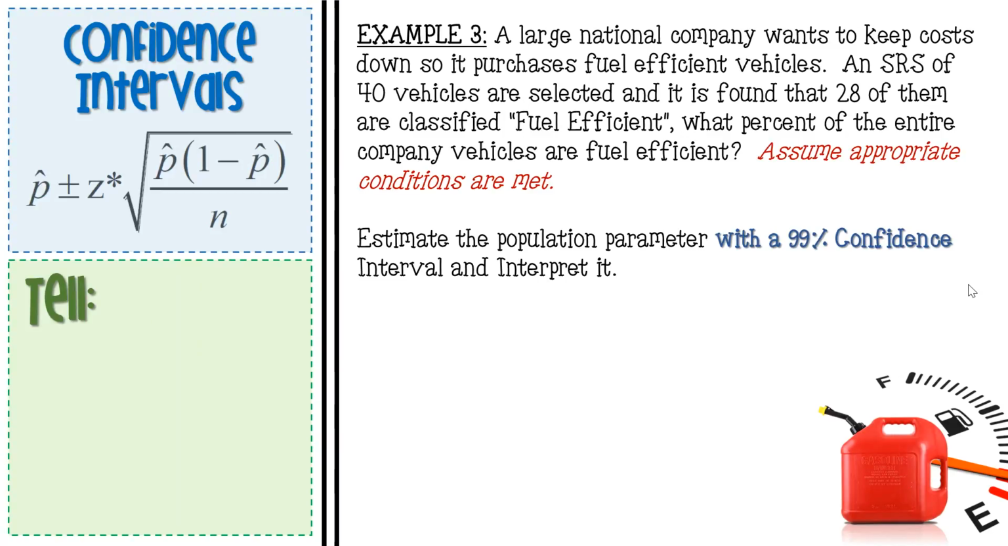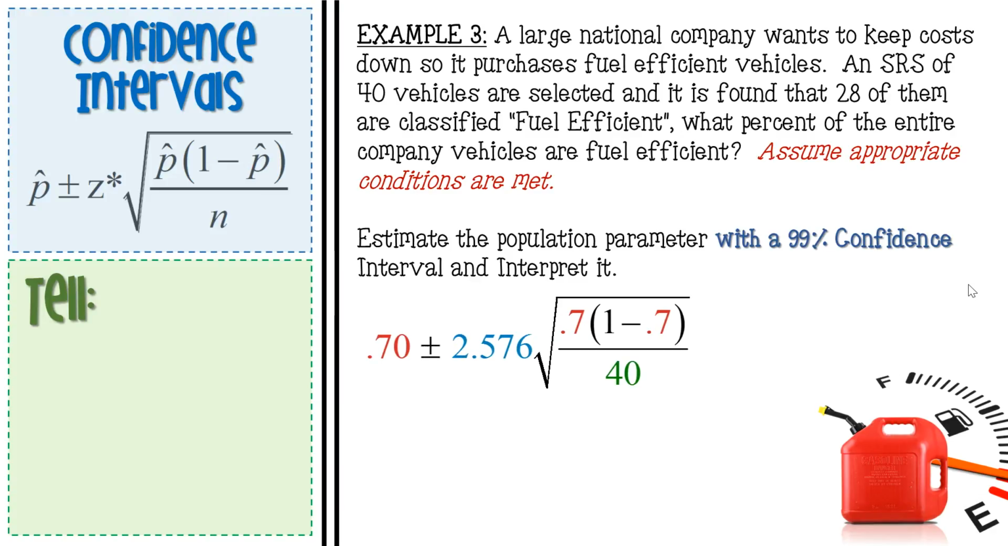This one, again, pause the video. Try this one on your own. Notice again, this one is 99% confidence. All right, so notice I kept everything the same. The only difference is really, oh, look at that, the z-score. Notice I am more confident, so my z-score is larger. Notice it's the same sample size. Nothing has changed except the confidence.